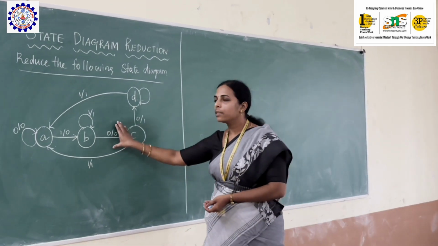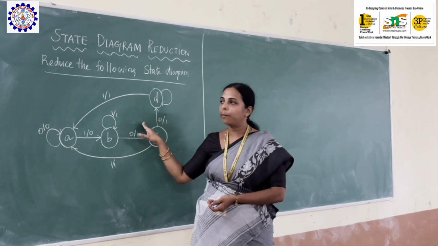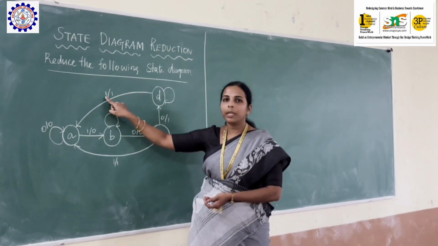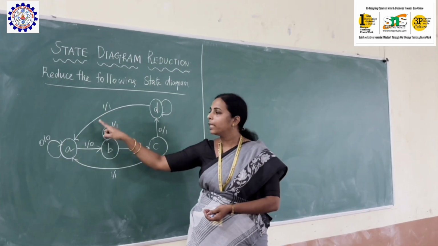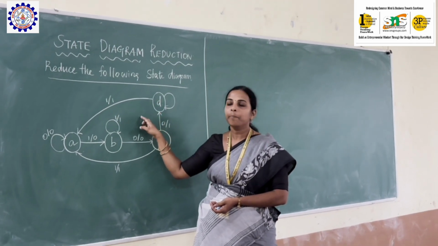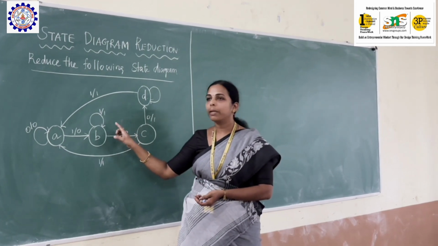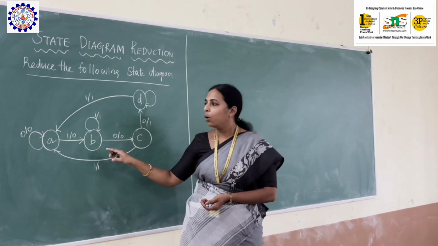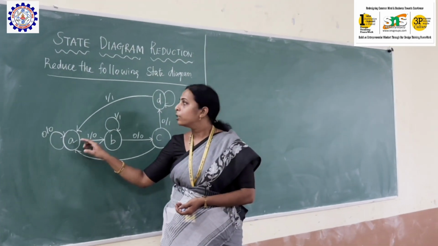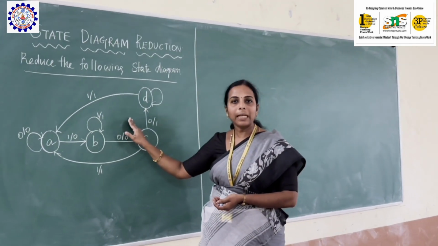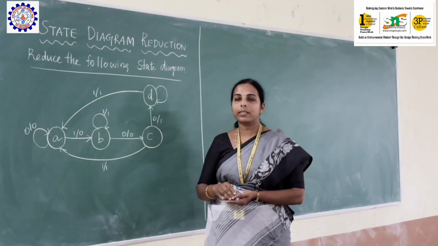So if you see this diagram, you can notice that this is a kind of Mealy state diagram, because if this is the input and this is the output, the output depends on the input. In the case of Mealy, the output depends on the input. In the case of Moore, the output depends only on the states. We'll be writing the outputs below the state. So this is a Mealy state diagram, and let us see how to reduce this state diagram.